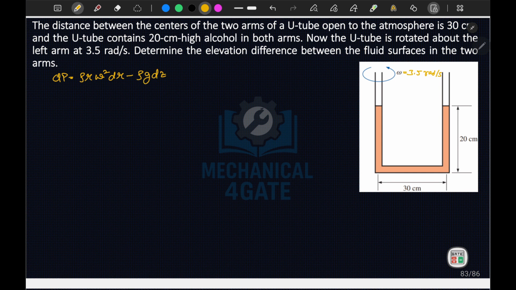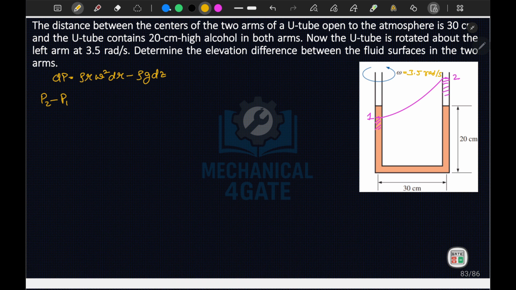Now let's say that after rotation, your surface forms something like this. Let's say here it reaches this level, and here it falls to this level. The liquid line will form something like this. Let's say this is point 1 and this is point 2. So we will integrate this equation from point 1 to 2. So this is P2 minus P1.